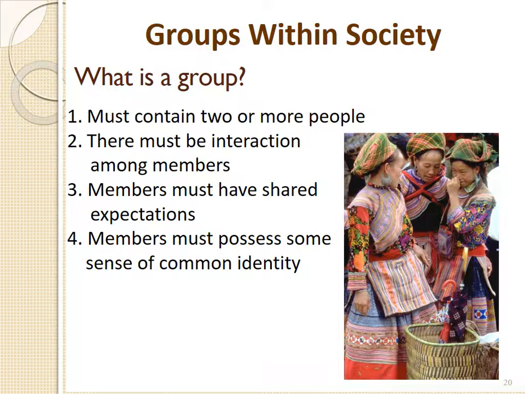Okay. So now you do not necessarily need to write this down, unless you think that you might not remember this, because I am going to hold you responsible. A group must contain 2 or more people. That's kind of a duh situation. There must be interaction between the members. In other words, you've got to actually communicate with each other. Members have a shared set of expectations, and the members must possess some sense of common identity.